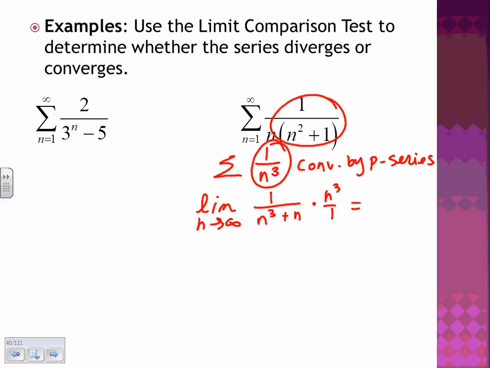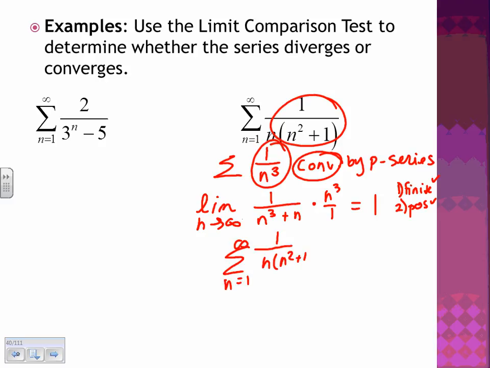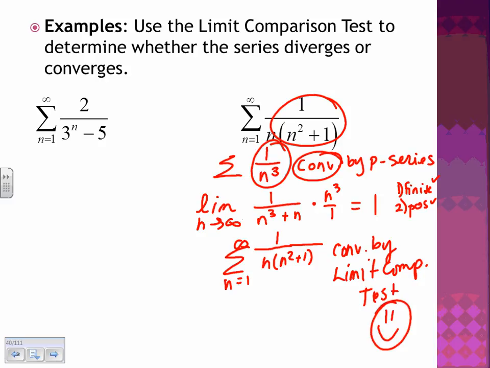1. 1 is finite and 1 is positive. So this guy converged. So what does this guy have to do? You get to finish this problem. Finish it out. Converges by the limit comparison. Yay, Shane!